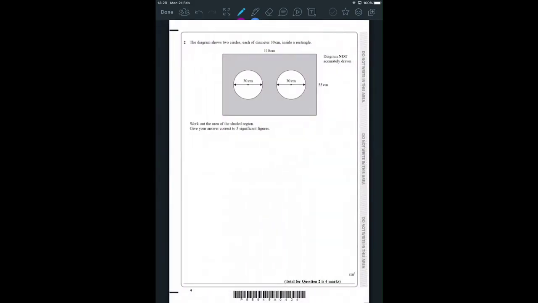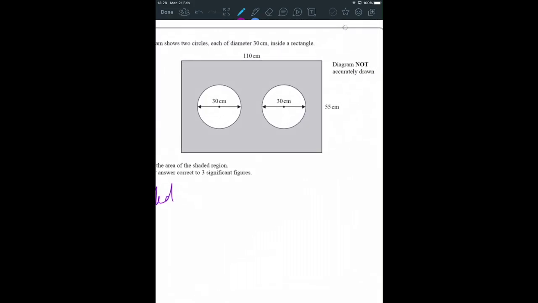Question 2. The diagram shows 2 circles, each with a diameter inside of a rectangle. We want the shaded region. Well, let's find the area of the entire rectangle and subtract off the 2 circles. So we're going to subtract 2 lots of pi. Well, the radius is what we need in pi r squared, so 2 lots of 15 squared. Now I'm expecting the answer to be quite close to the entire rectangle. Those circles both look relatively small.